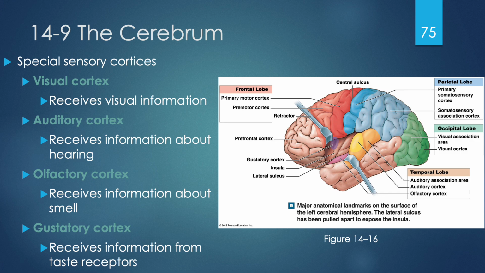And then the movement, the somatosensory cortex, that's all in the parietal lobe, posterior to the central sulcus. So there are special sensory cortices here. The visual cortex is going to receive visual information, right? That makes sense. The auditory cortex receives information about hearing. The olfactory cortex receives olfactory information about smell. And the gustatory cortex is going to receive information from our taste receptors about what we're tasting. So you can see where these are located in figure 14-16 to the right.